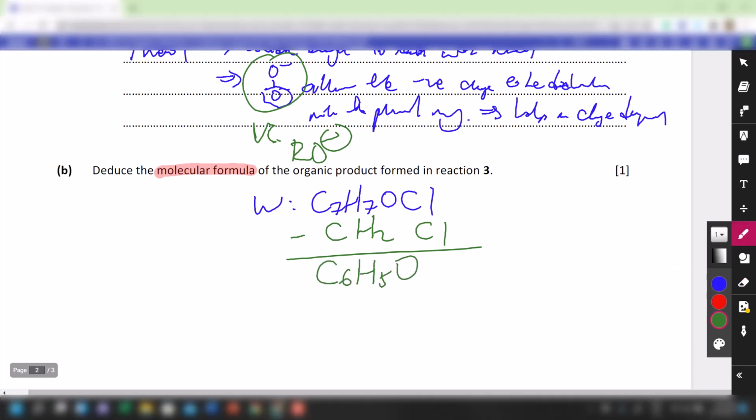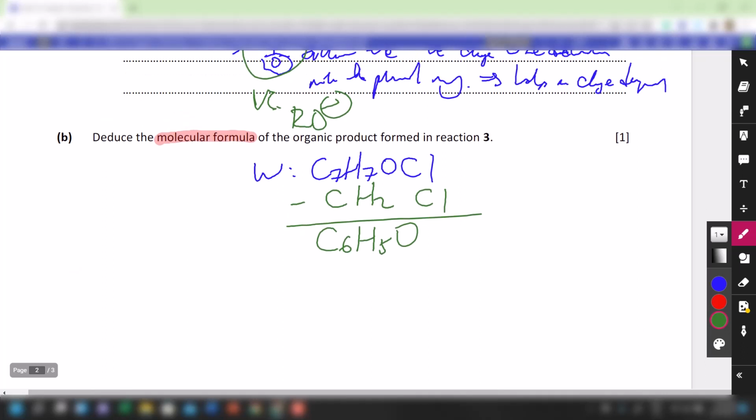So after we subtract off, we will have C6H5O. And remember, for side chain oxidation, the side chain becomes carboxylic acid. So we need to add CHO2. So eventually we'll get molecular formula C7H6O3. Yeah, so this will be the answer to part B. Yep.